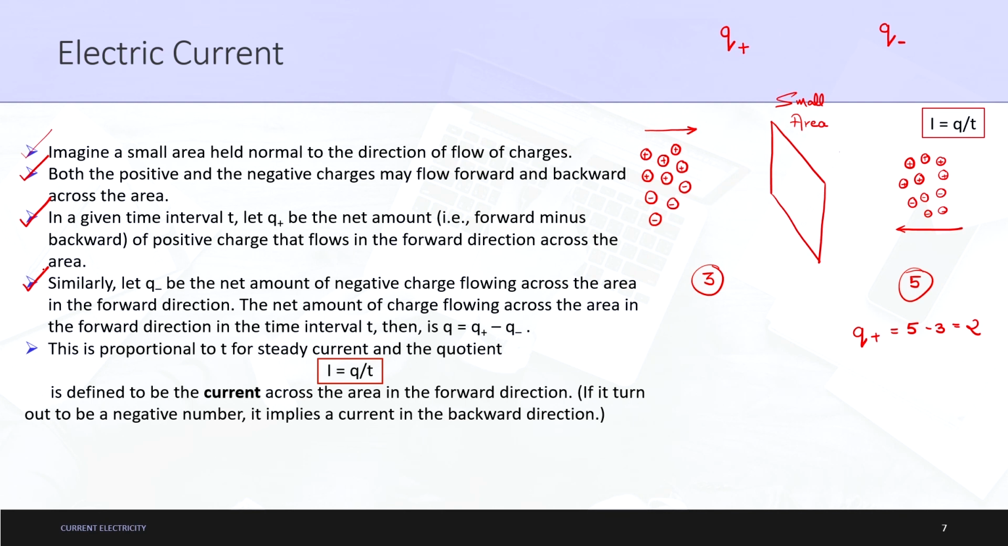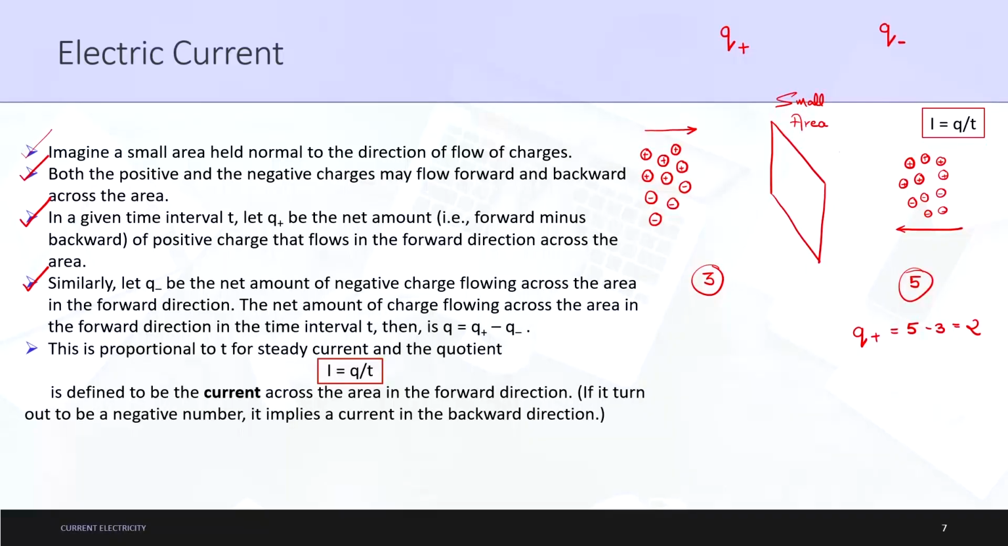Now the net amount of charge flowing across the area in the forward direction in the time interval t is equal to q, which is q plus minus q negative. Quite evident, q plus, so our sign convention says that we take the positive charges as plus, negative charges as minus. Therefore there will be some charges which will cancel out each other's properties. Hence let us suppose you have 5 positive charges and 3 negative charges, so then the 3 negative charges will cancel 3 positive charges. Hence the total amount of charge which we will have is equal to 2.